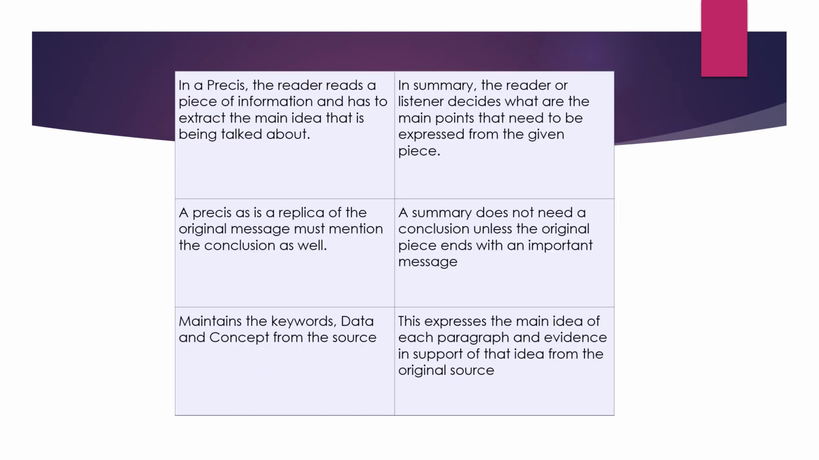In a precis, the reader reads a piece of information and has to extract the main idea that is being talked about, while in a summary, the reader or listener decides what are the main points that need to be expressed from the given piece. In a precis, as it is a replica of the original, one must mention the conclusion as well, while a summary does not need a conclusion unless the original piece ends with an important message. A precis maintains the keywords, data, and concepts from the source, while a summary expresses the main idea of each paragraph and evidence in support of that idea from the original source.